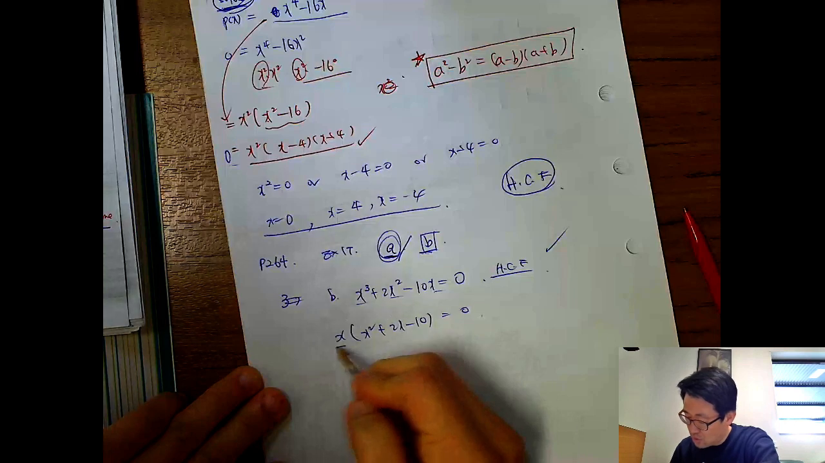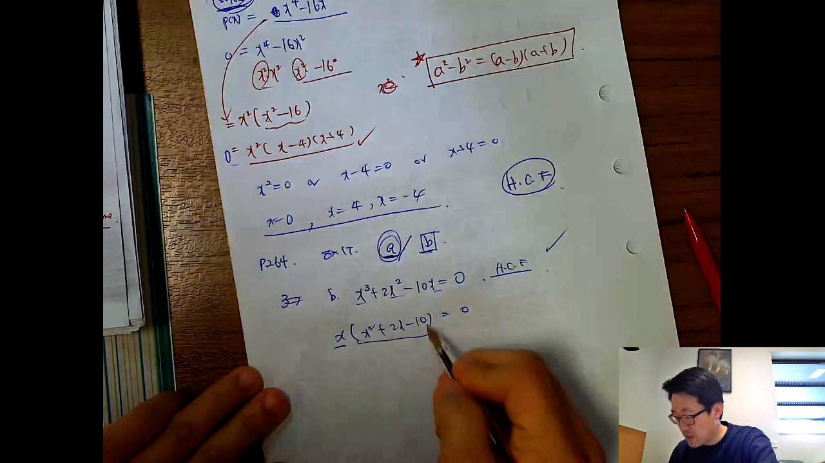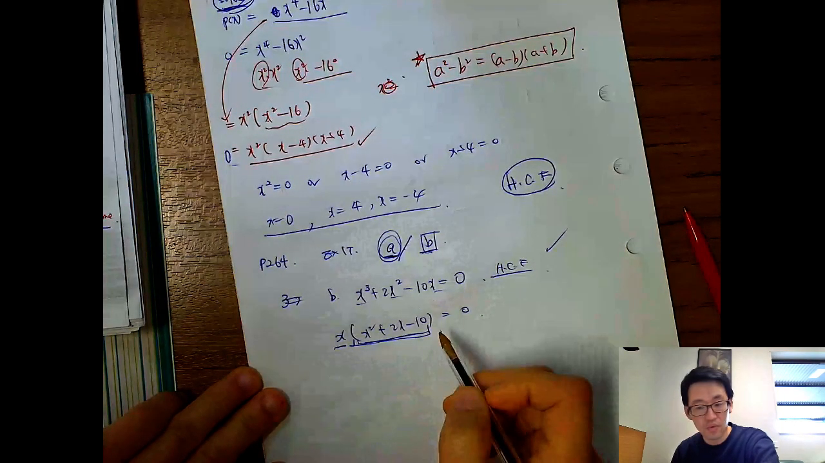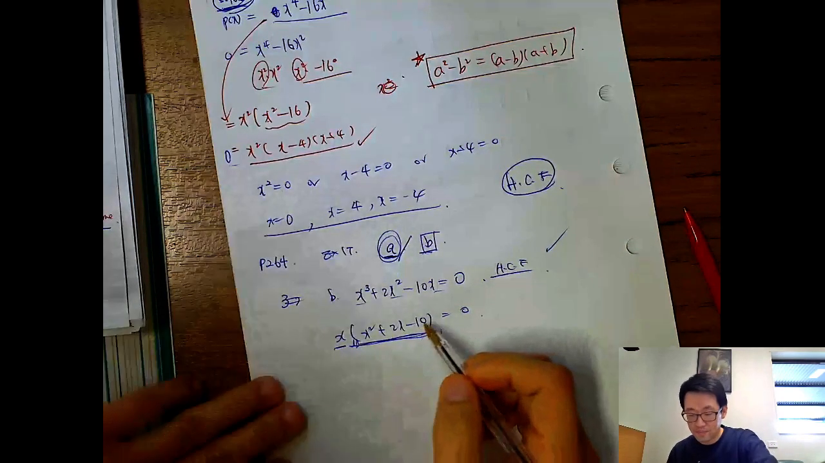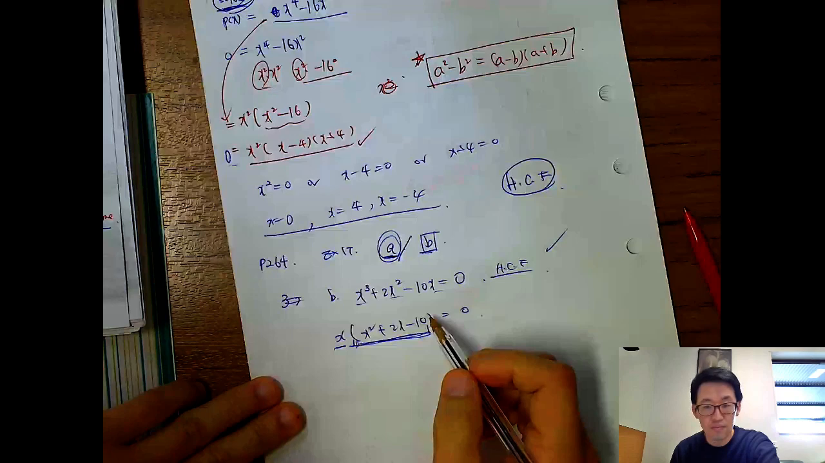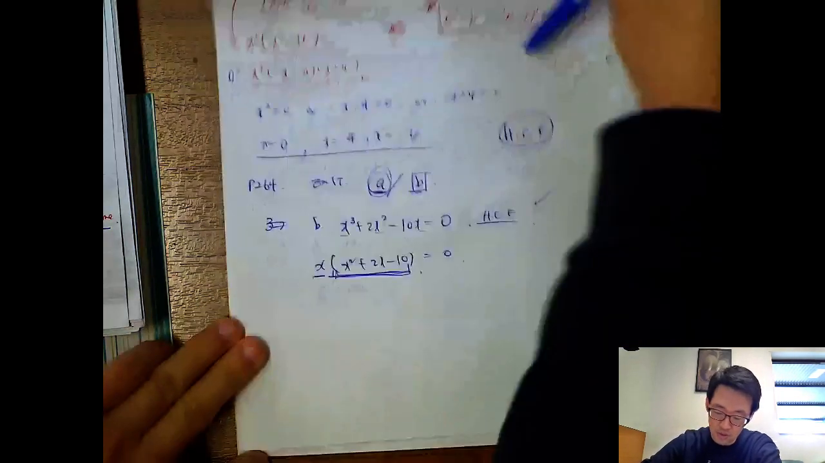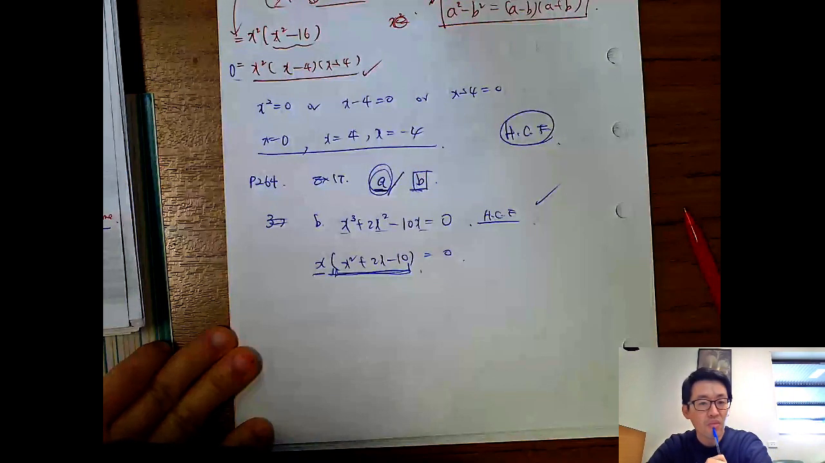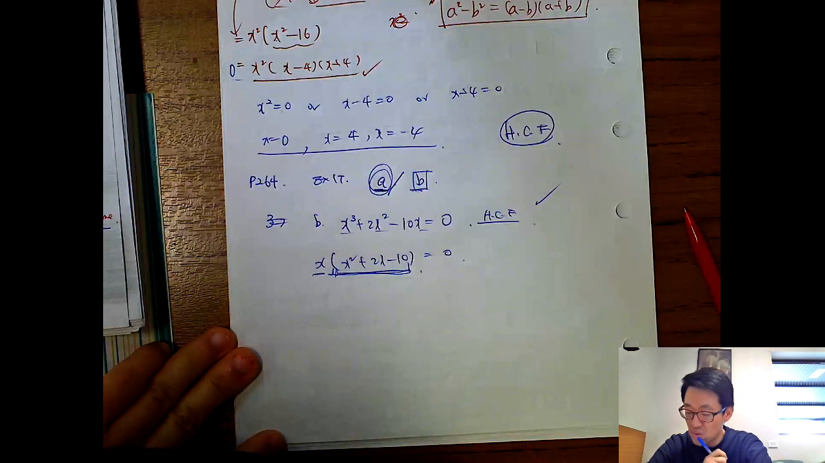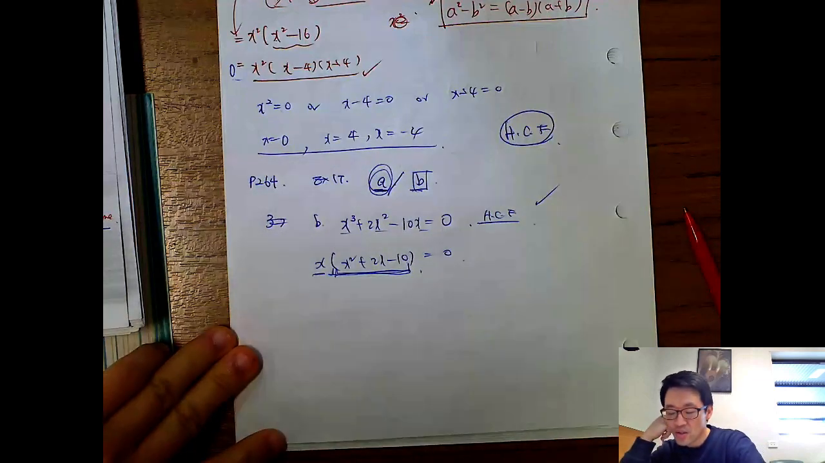Then what do I need to do? I need to factorize this part. Yeah. Good. How can I factorize this part? I will let you do that. How are you going to do that? Can you do like 5, 2? No, doesn't work. 10, 1 doesn't work. No, I can't really factorize straight away. So what can we do?